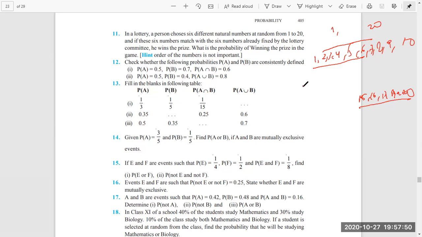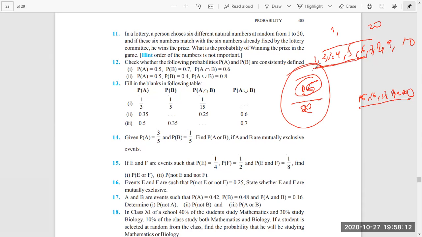So I think there are 15 chances. 15 times I can take different natural numbers, and the probability is 15 by total numbers, 20. So this is the probability. I'm taking them not in order, randomly; the order is not important.